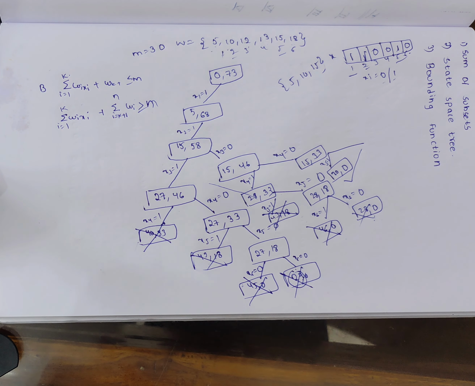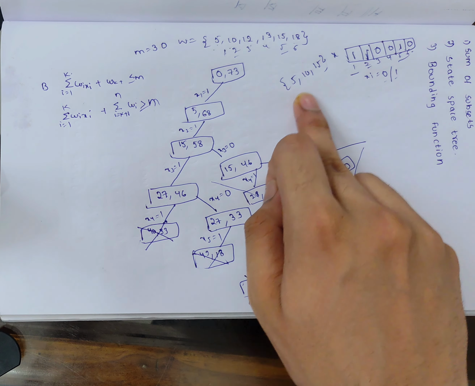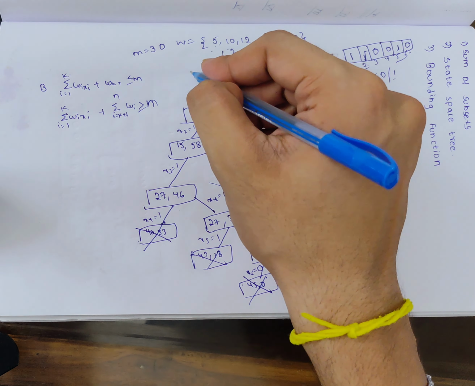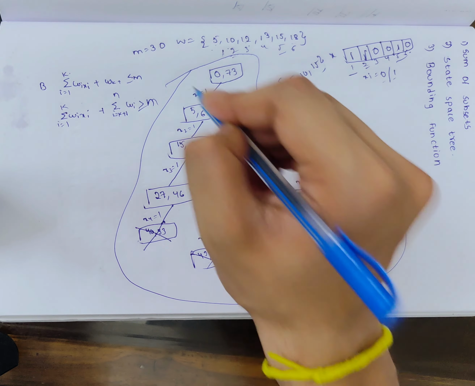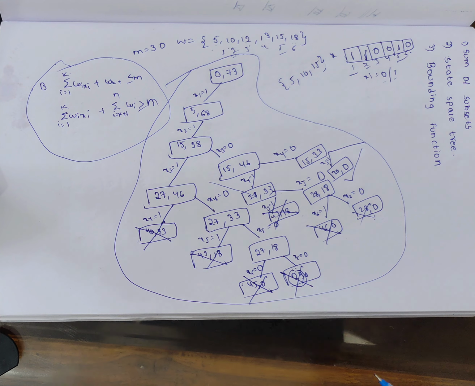So yeah, with this I am concluding the topic, sum of subsets. Subset I am writing, and the state space tree, it is the state space tree. Okay, and bounding function, these are the two bounding functions that I am using. Yeah, these are the three topics that I have covered.